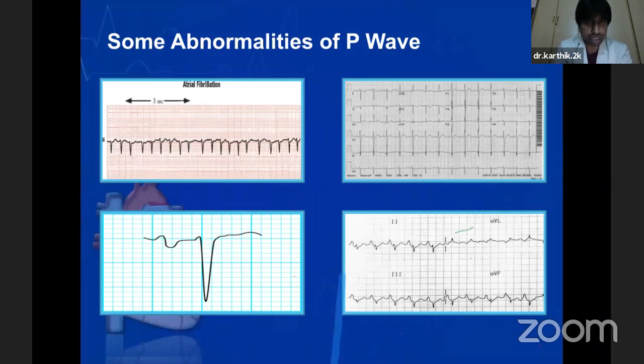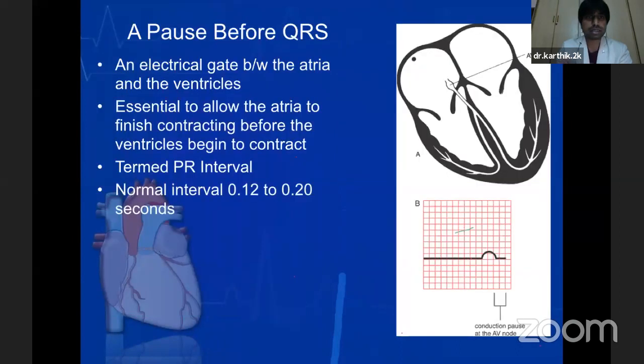And when you see such tall P waves in lead 2, then there are two entities that you should think of: P mitrale or P pulmonale. That is enlargement of the right atrial chamber due to either long-standing chronic lung disease or long-standing mitral stenosis.